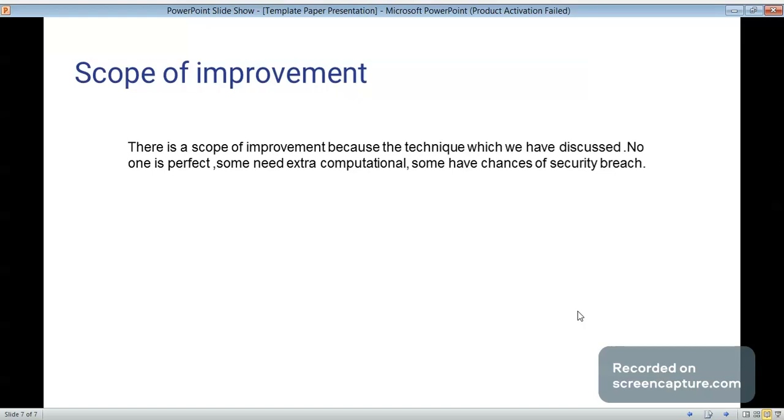I hope I tried to give you a brief introduction about the privacy of image processing on the server in the cloud.